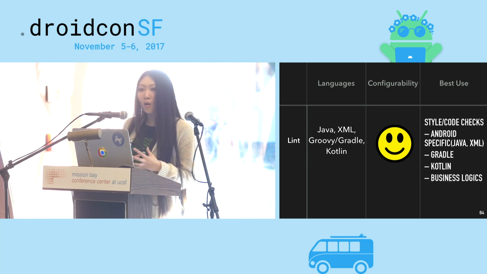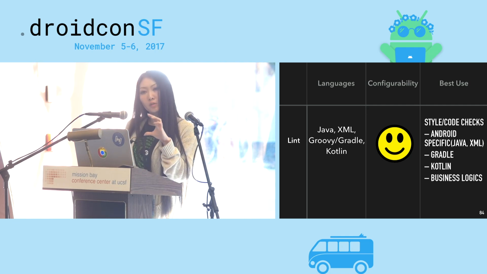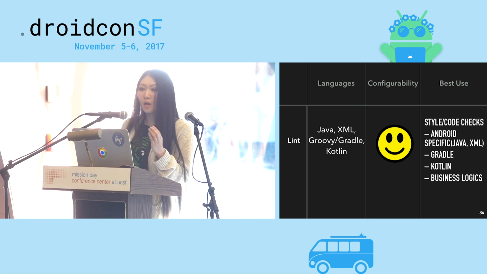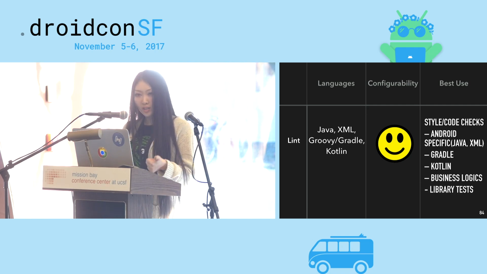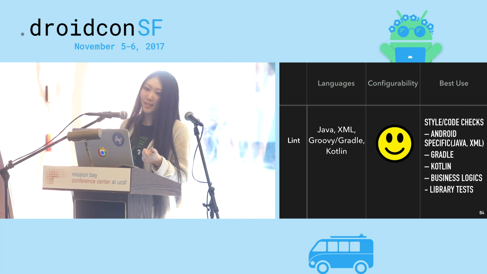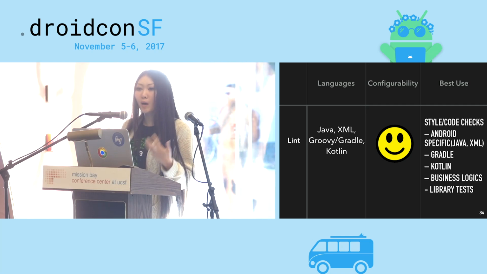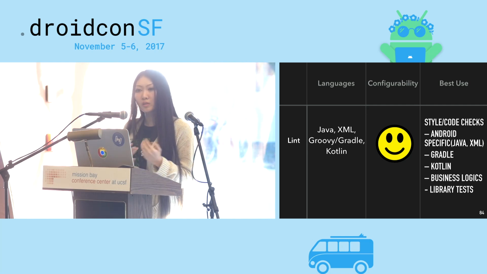Say at Groupon we have thousands of deals, right? For each deal, we want to say the description of this deal can only be within a 1,000 characters limit. Then we can use Lint for that. And another great use is library tests. I talked to Jake before this conference, and he said that he actually provided the lint checks for his users within Butter Knife so that the library users could get the checks for free.